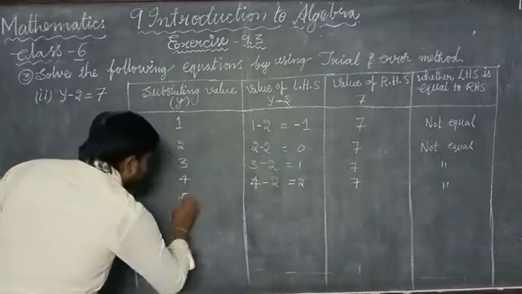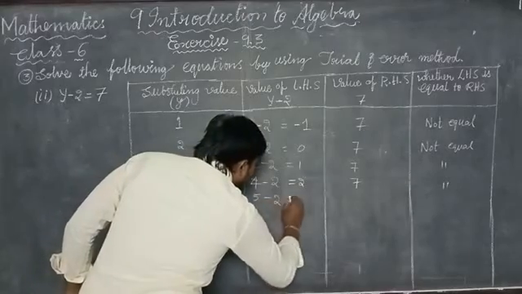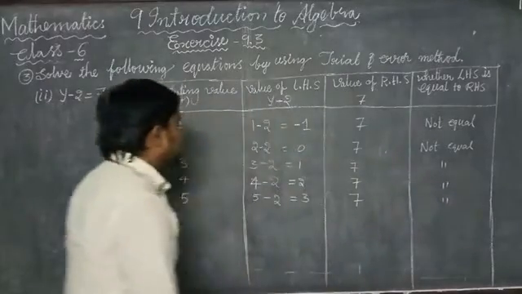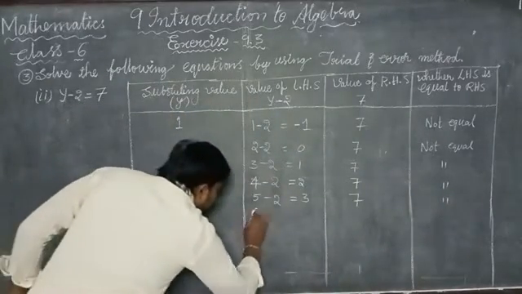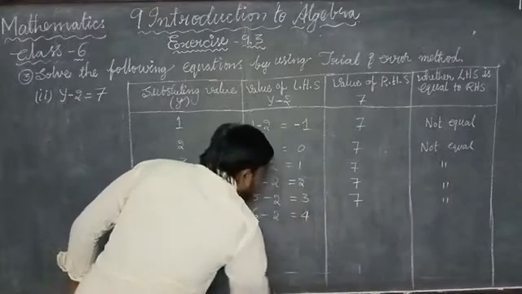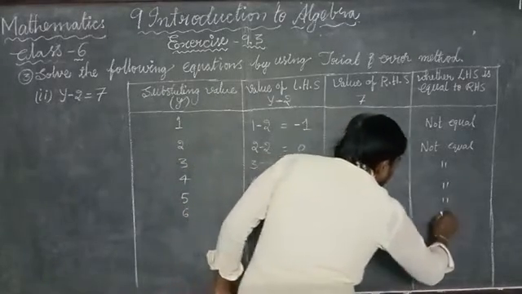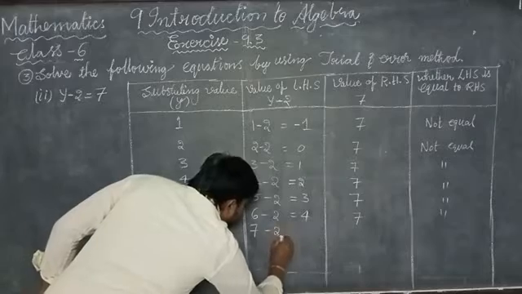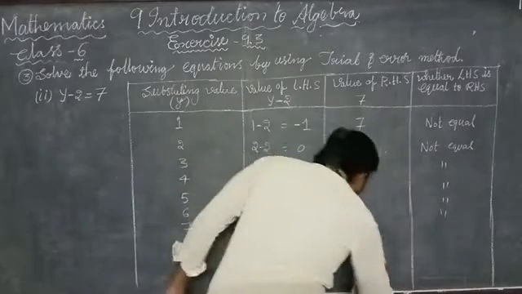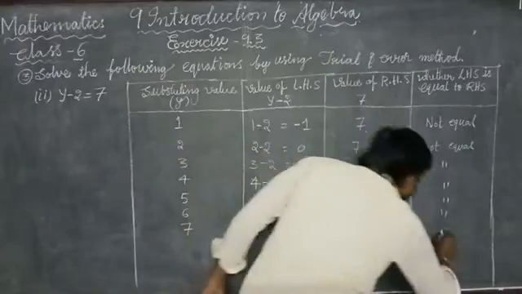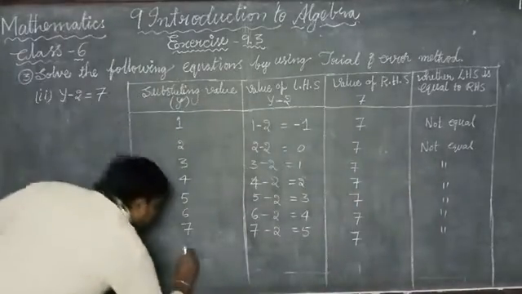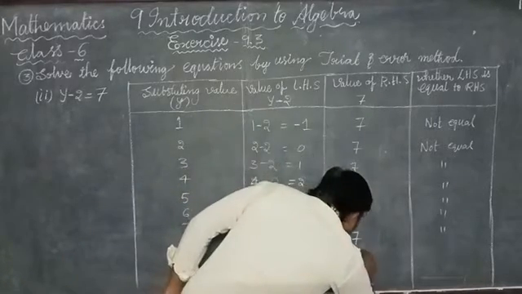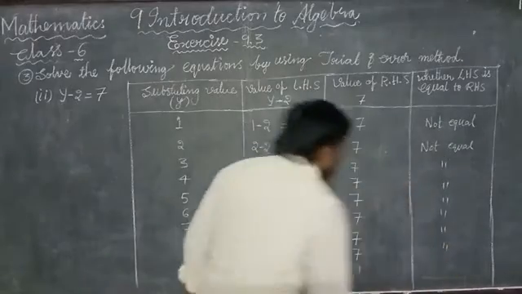Next, 5. 5 minus 2 is 3. It is not equal to 7. Then 6. 6 minus 2 equals 4. It is not equal to 7. It is also not equal. 7. 7 minus 2 is 5. It is not equal to 7, so it is also not equal. 8. 8 minus 2 is 6. The value of RHS is 7, and it is also not equal.